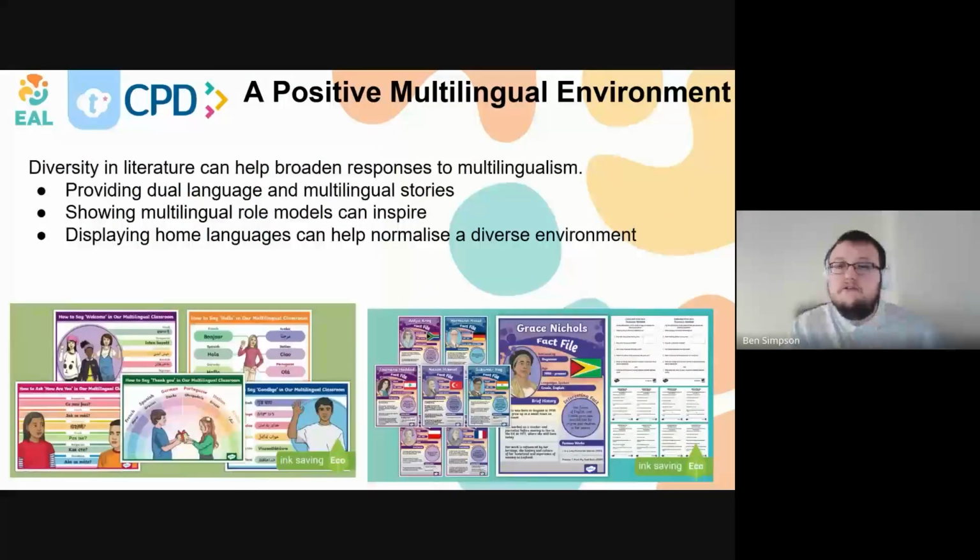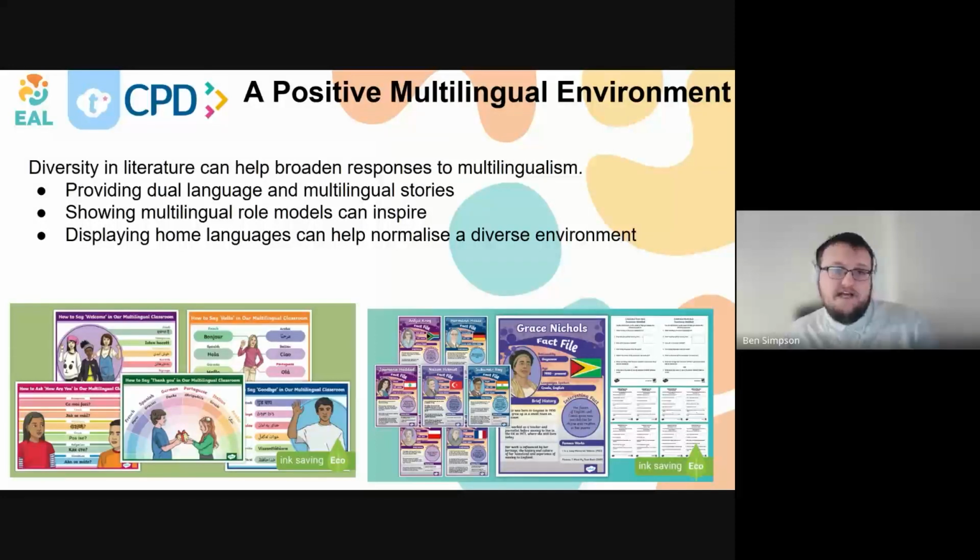diversity in literature studied in class. This can help broaden responses to multilingualism. Opportunities for everyone in class to engage in multilingualism through things like a multilingual library can show a material reality of linguistic diversity. Multilingual role models like famous writers can help improve opinion of multilingualism and provide a new point of view, both for monolingual speakers and multilingual learners. Displaying of home languages can also help normalize a diverse linguistic environment.